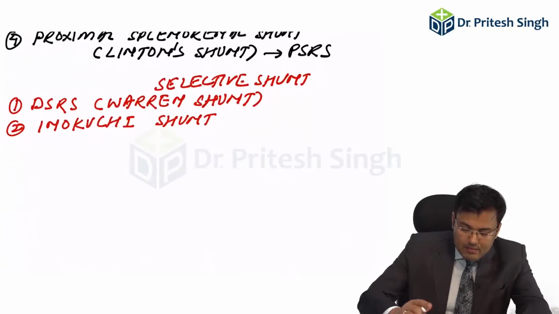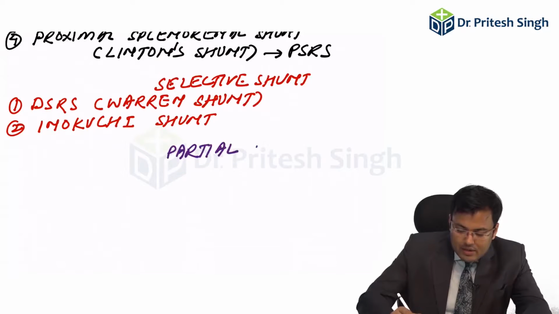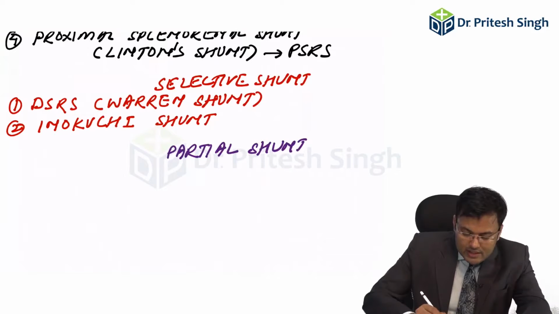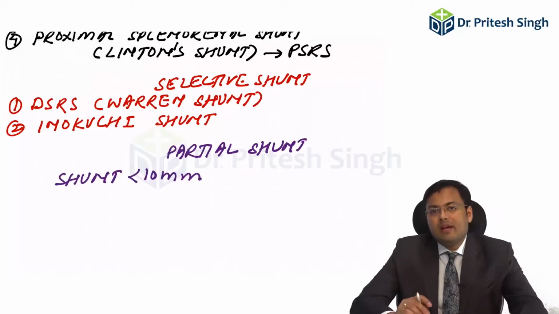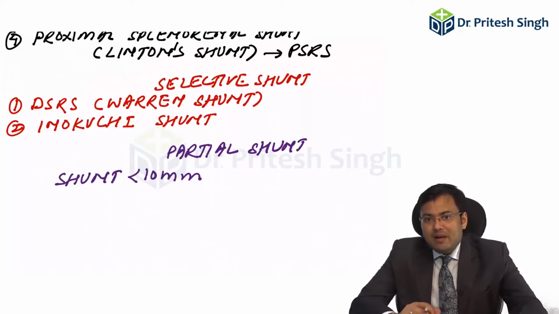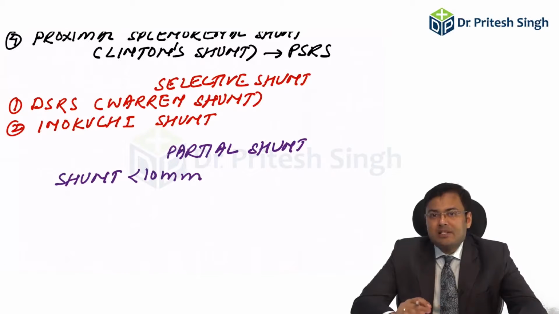And third type is partial. So what are the types of partial shunt? Any non-selective shunt with diameter less than 10 mm is partial shunt.